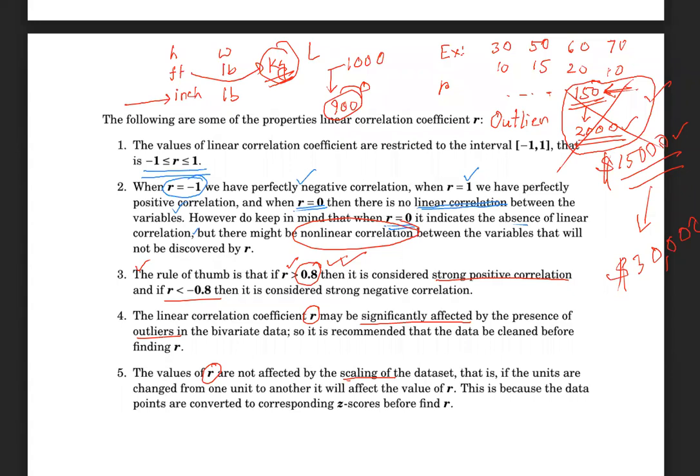So anyway, just by changing the units, you do not change the correlation value at all. Why is it the case? Does anybody know? What if you change the units? It still doesn't change the correlation. Anybody?